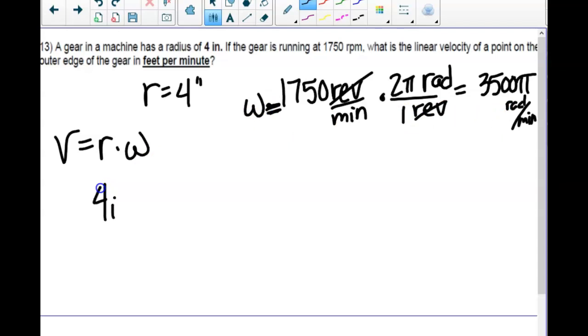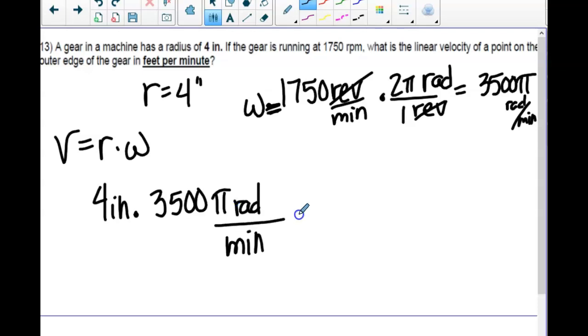So I have 4 inches times 3500 pi. Don't lose your pi. You're going to type it in on this step now. Radians per minute. Okay. So currently my label would be inches per minute. What do they want? Well, we got lucky. They just want feet per minute. So what do I need to get rid of? Inches needs to go in the denominator, and it needs to become feet.